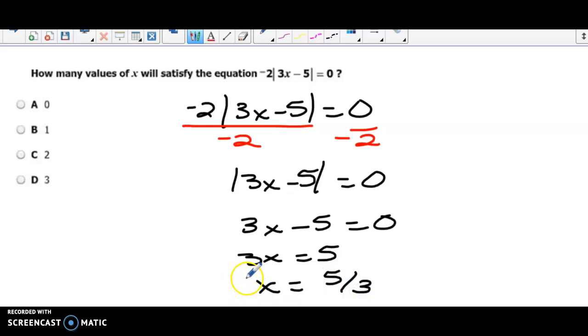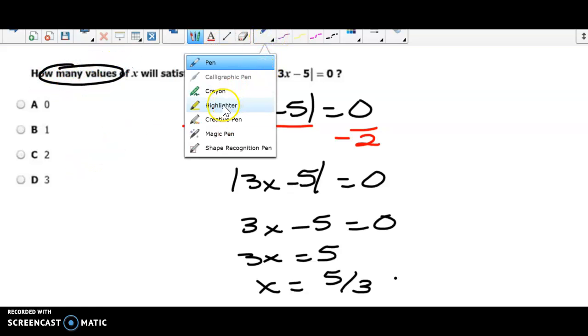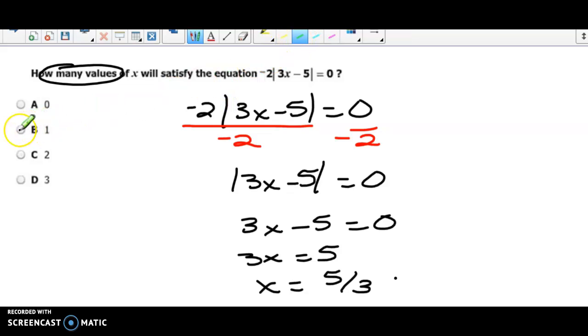Now be careful. They didn't want to know what the solution was. They wanted to know how many values would satisfy it. So for this one, technically, when we solve it, we only have one answer that would satisfy that. Okay?